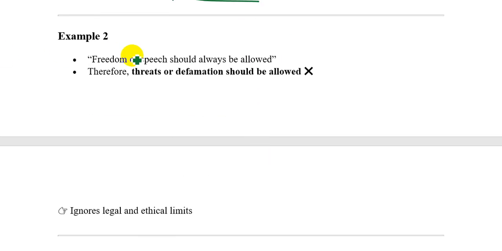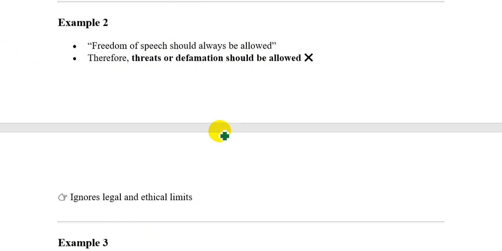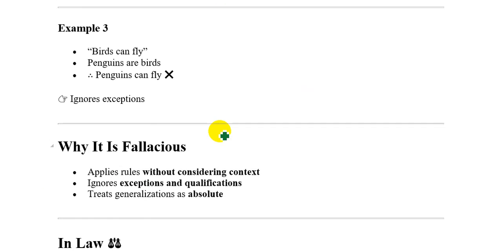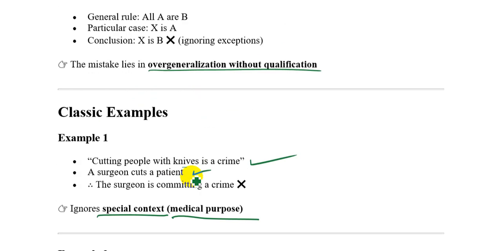Another example is, freedom of speech should always be allowed; therefore, threats or defamations should be allowed. It ignores legal and ethical limits. Birds can fly, penguins are birds, therefore penguins can fly. It ignores the exception. Now, why is this fallacious?